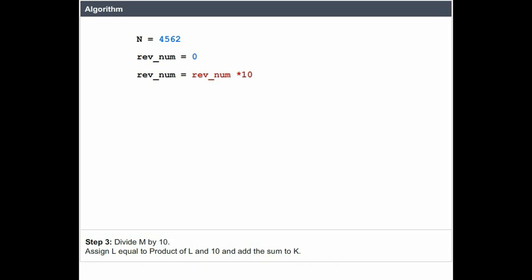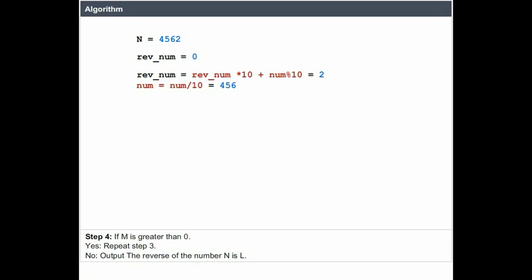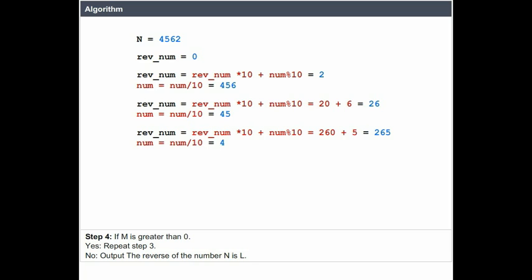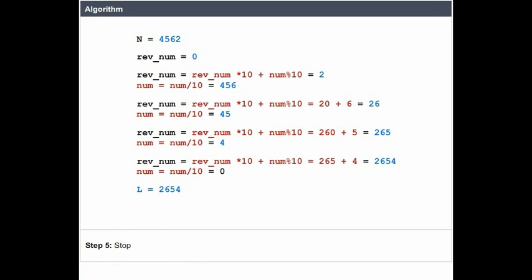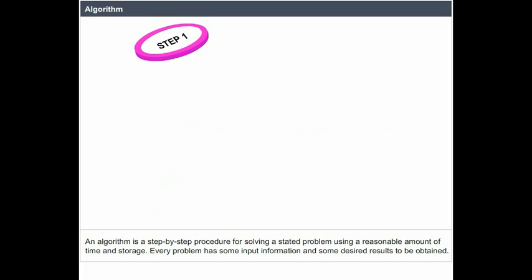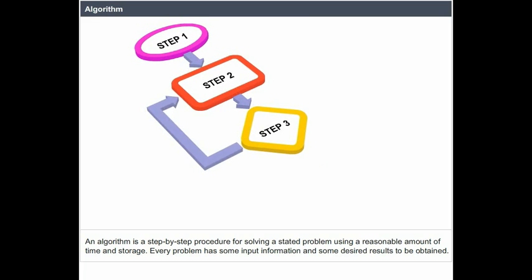Step 3. Divide m by 10. Assign L equal to the product of L and 10, and add the sum to k. Step 4. If m is greater than 0, yes: repeat step 3. No: output, the reverse of the number n is L. Step 5. Stop.